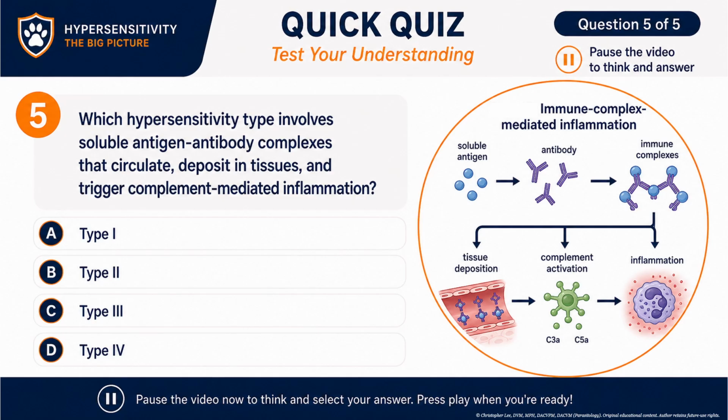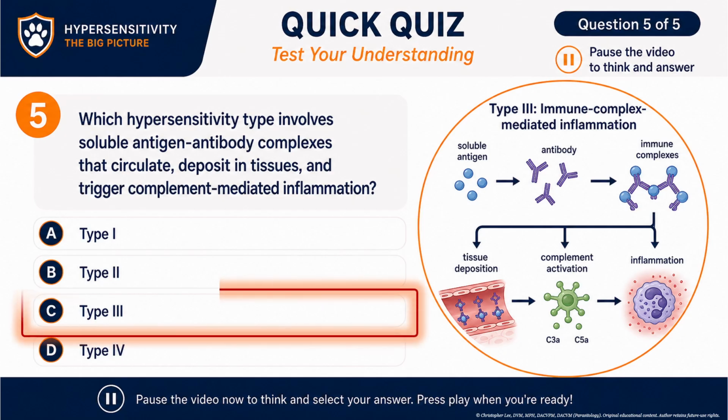Okay, last one, and you're doing great. Which hypersensitivity type involves soluble antigen-antibody complexes that circulate, deposit in tissues, and trigger complement-mediated inflammation? What do you think? The answer is type 3 hypersensitivity.